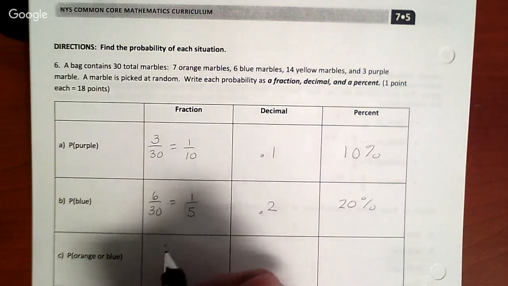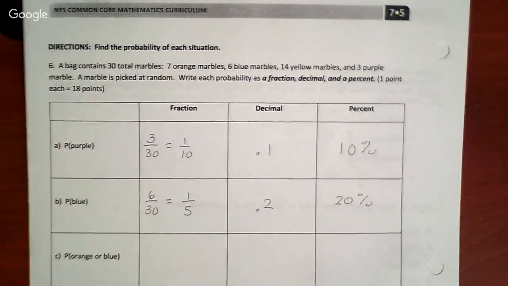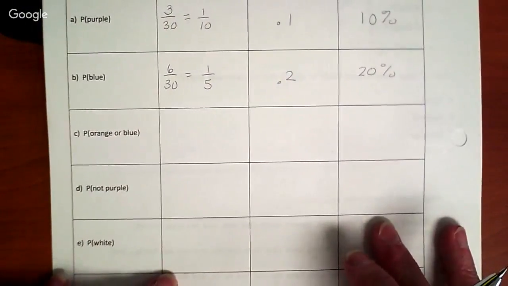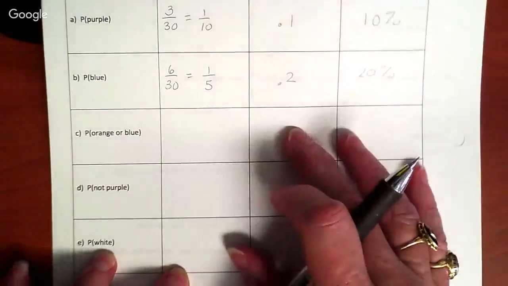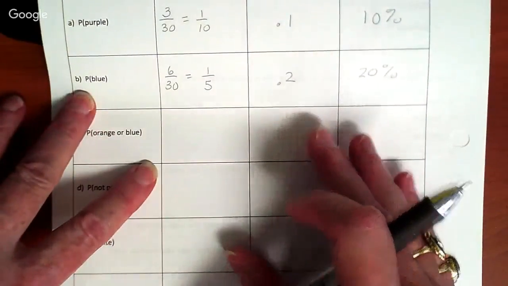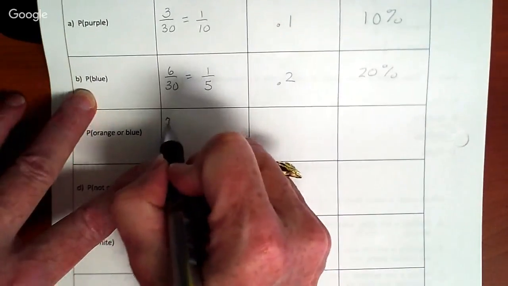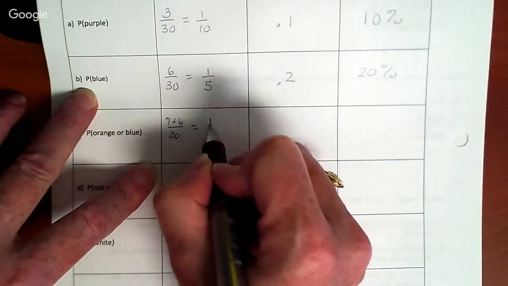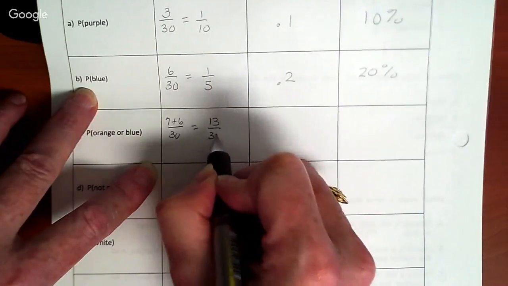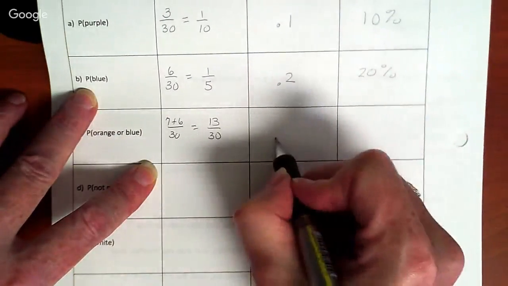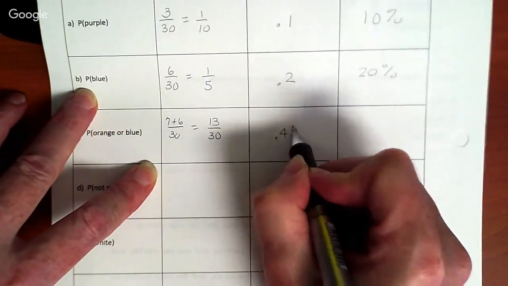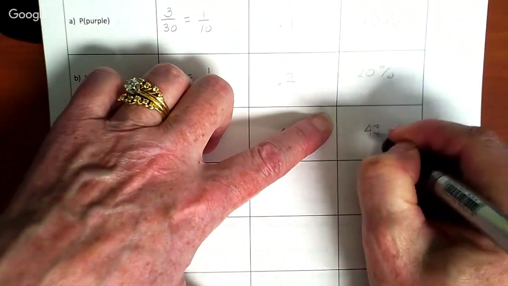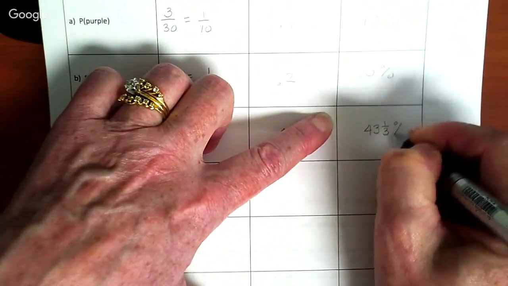For the third one, orange or blue, let me move this up. For orange or blue would be 7 plus 6 out of 30, or 13 out of 30, which would be 0.43 repeating, and it would be 43 and 1/3%.